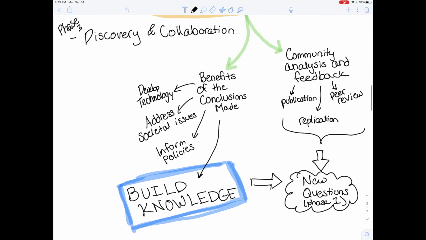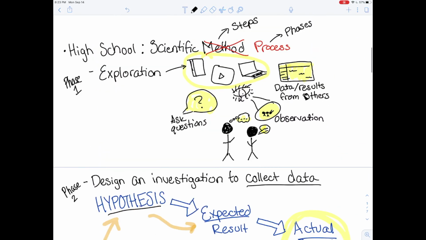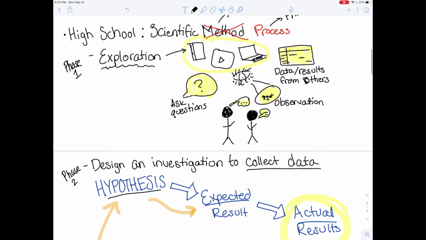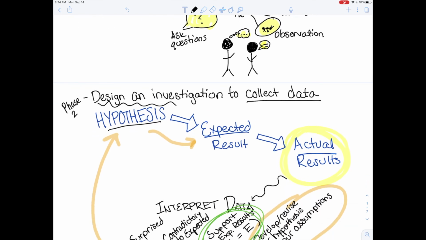So you see, this is a little bit more of a mixed up picture. It's not as easy to explain as having the 7 steps of a scientific method that we talked about up here. You have to have a period of exploration where you review the literature, you get data and results from other people, you make observations by yourself, and you collaborate and ask questions. And then you're able to move on to design your own investigation or experiment and collect data.